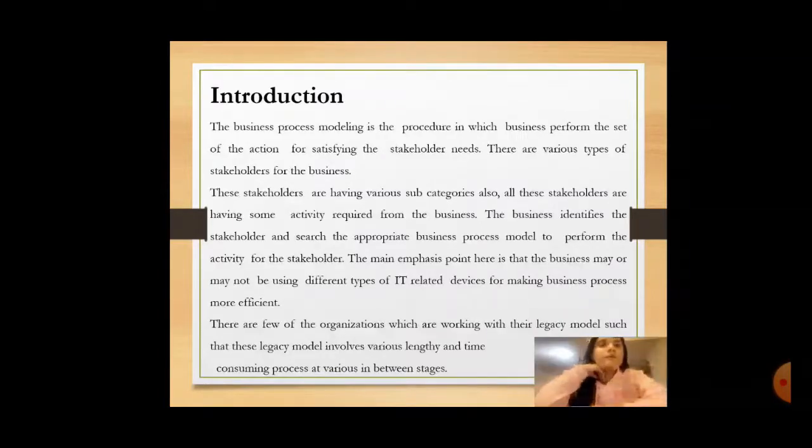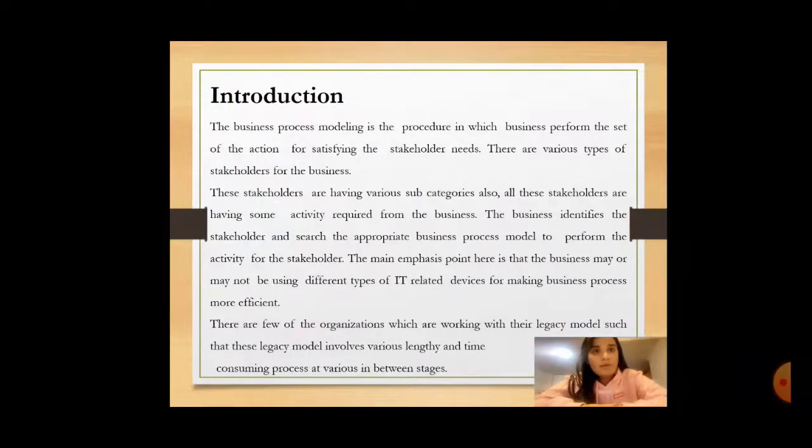So the topic of our presentation is business process modeling. Basically, it's the procedure in which businesses perform a set of actions for satisfying the needs of the stakeholders. There are various types of stakeholders for the businesses. Even the stakeholder types have more subcategories along with them. And all these stakeholders require some activity from the business. The business identifies the stakeholder and searches for the appropriate business process model to perform the activity for the stakeholder.